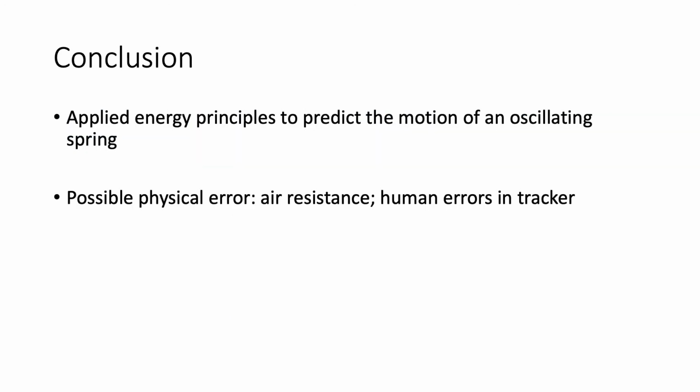In conclusion, this lab applied energy principles to predict the motion of an oscillating spring, and some possible physical errors can be caused by air resistance and human errors in tracking the motion of the object in Tracker.